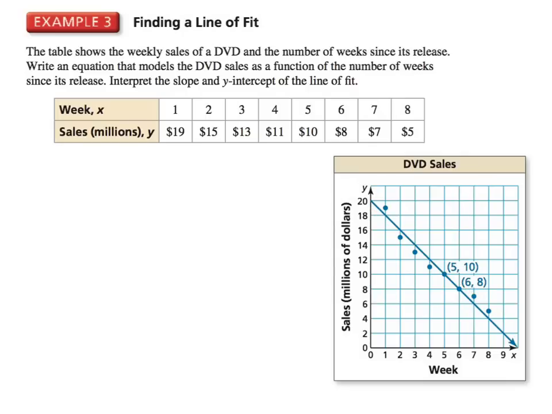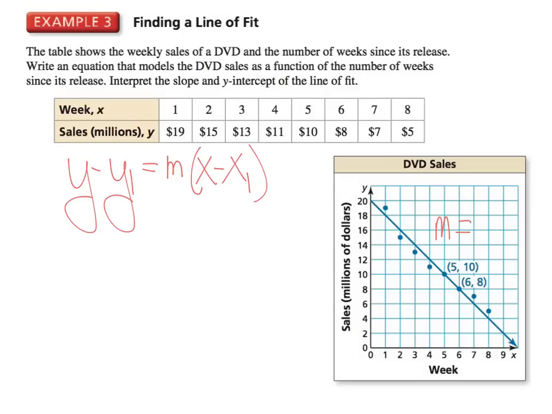So I drew the line. Now we need to write an equation. Once again, you can write whatever equation you would like using slope-intercept or point-slope. I'm going to use point-slope. So y minus y1 equals m multiplied by x minus x sub 1. My slope here would be 10 minus 8, which is 2, divided by 5 minus 6, negative 1. Our slope is negative 2. So if our slope is negative 2, I'm going to pick the point (5, 10).